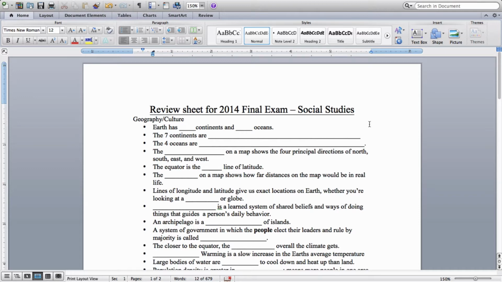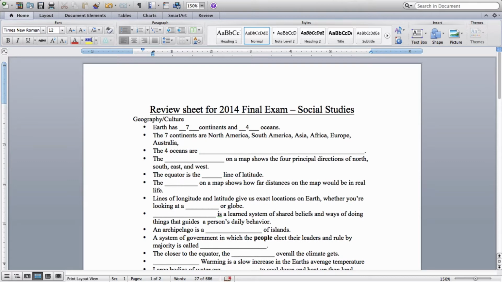All right, the Earth has, as we all know, 7 continents and 4 oceans. The 7 continents are North America, South America, Asia, Africa, Europe, Australia. That's 1, 2, 3, 4, 5, 6, and the last one would be Antarctica.